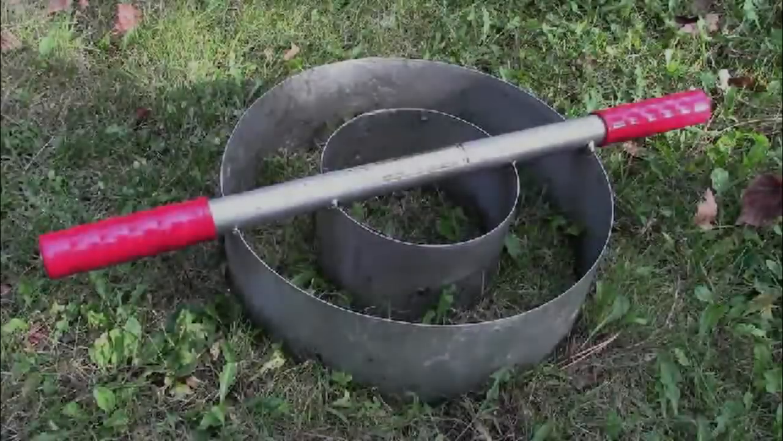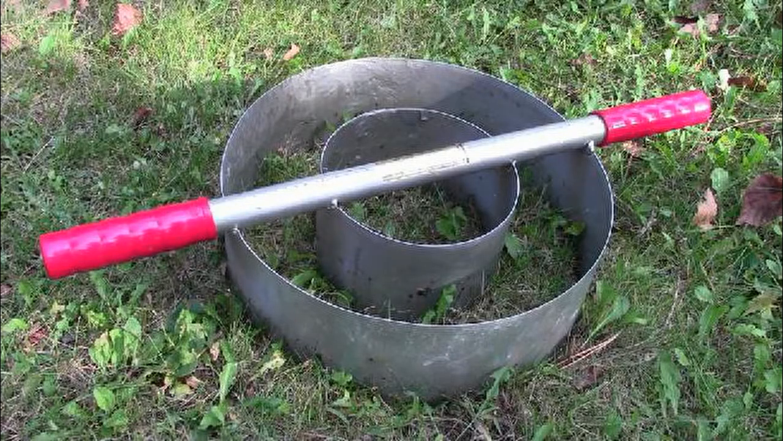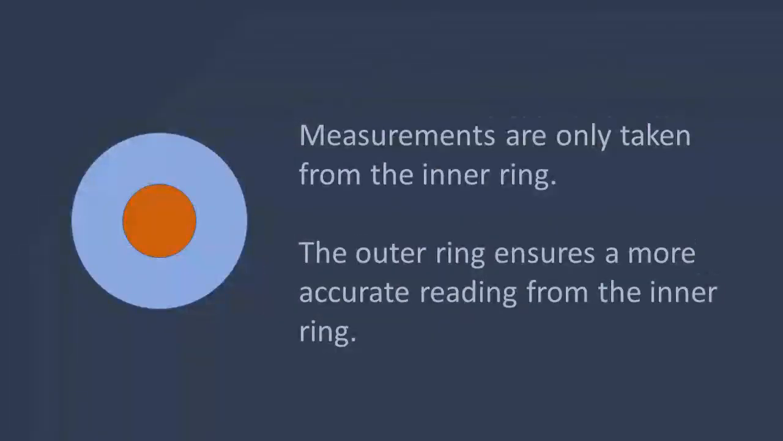Soil infiltration is a measure of the soil's ability to allow water to infiltrate into and through the soil profile. The most common way to measure soil infiltration is by using a double ring infiltrometer. Once the rings are inserted into the ground, they are filled with water. Measurements are only taken from the inner ring. The outer ring ensures a more accurate reading from the inner ring.